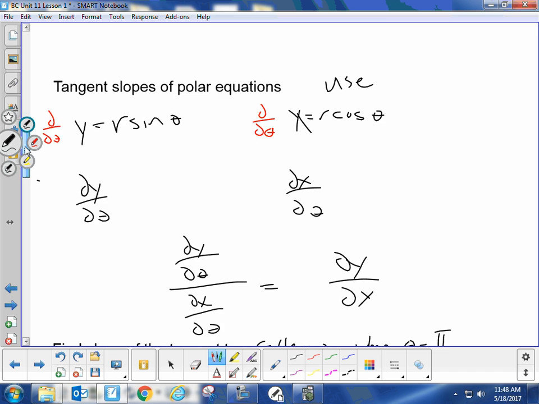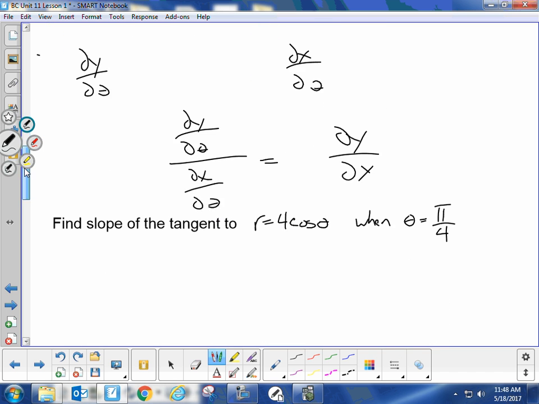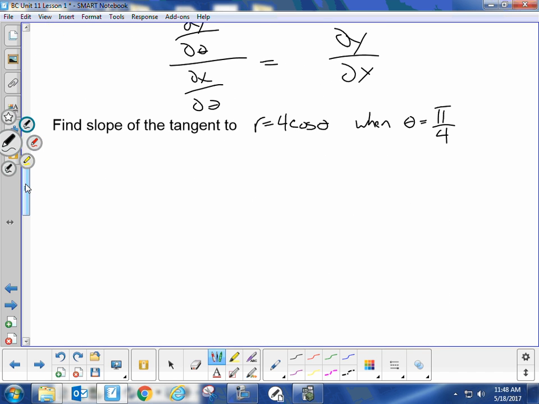Now, in practice, it can be a little bit messy. Let me show you. We're going to find the slope of the tangent of 4 cosine theta when theta is pi over 4. Go ahead and graph 4 cosine theta in your calculator really quick.